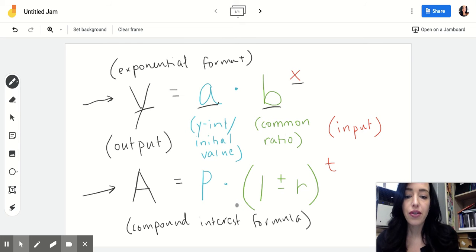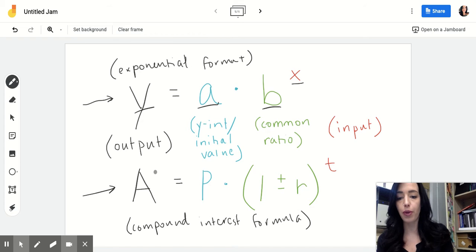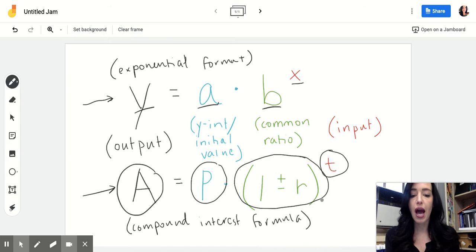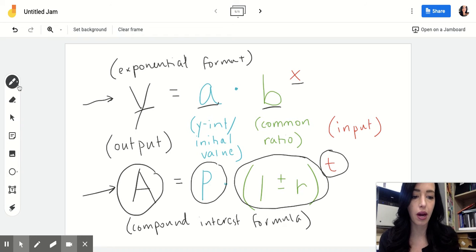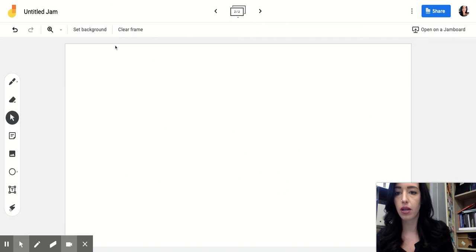What I want you to see here, though, is that it is basically just an exponential function. This A is still our output. The P is still the initial value. This whole green part is still our common ratio, and the T is still our input. We have different names for them in math. So let me actually go to one more slide.